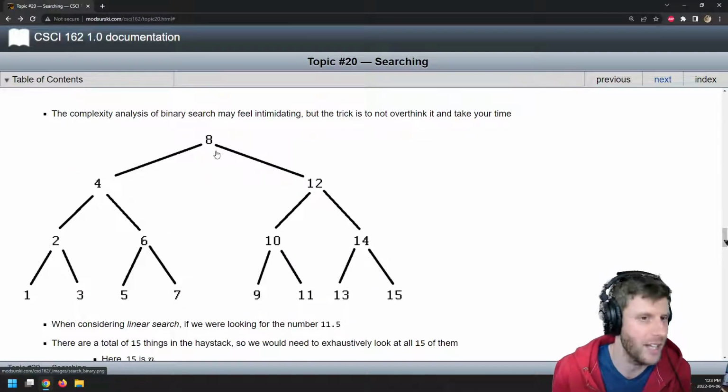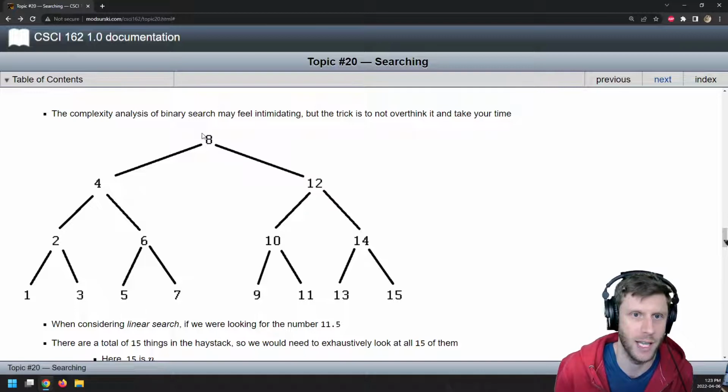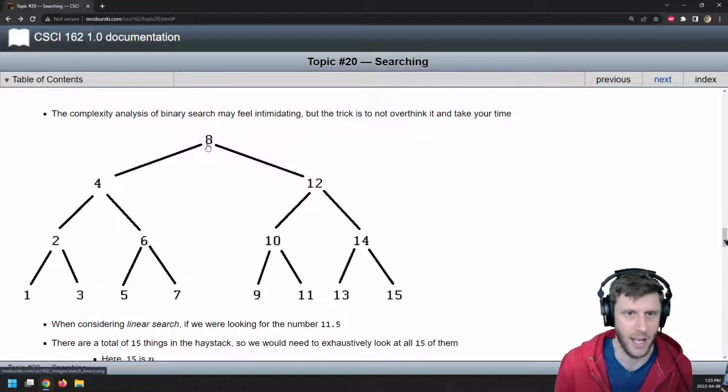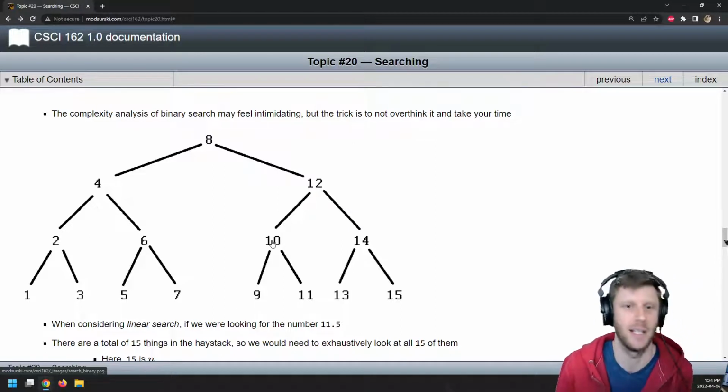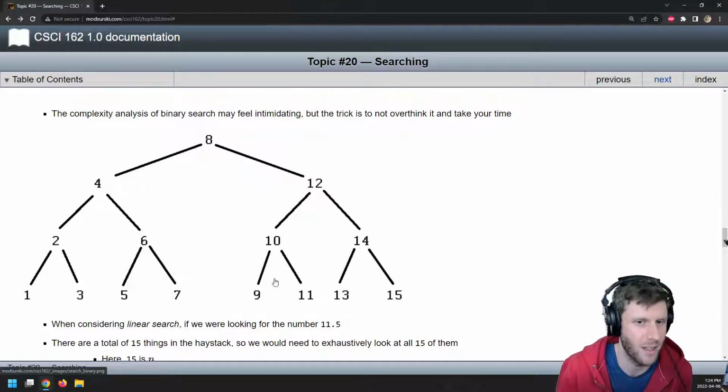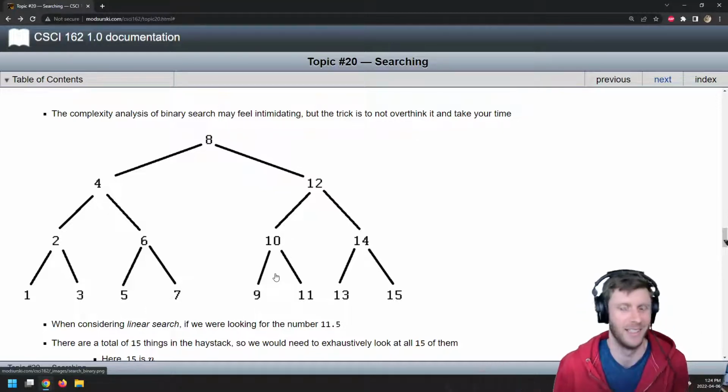Here, I don't need to look at all of them. I only need to look at each of the things as we work our way down the tree. Because let's say I'm looking for 9. 8. Well, 9 must be to the right of 8. It must be to the left of 12. It must be to the left of 10. And if it's there, great. If it's not, well, it must not be there. Because 9 can't be on the other side of 8. Right? And if there's nothing to the left of 10, well, we're stuck.